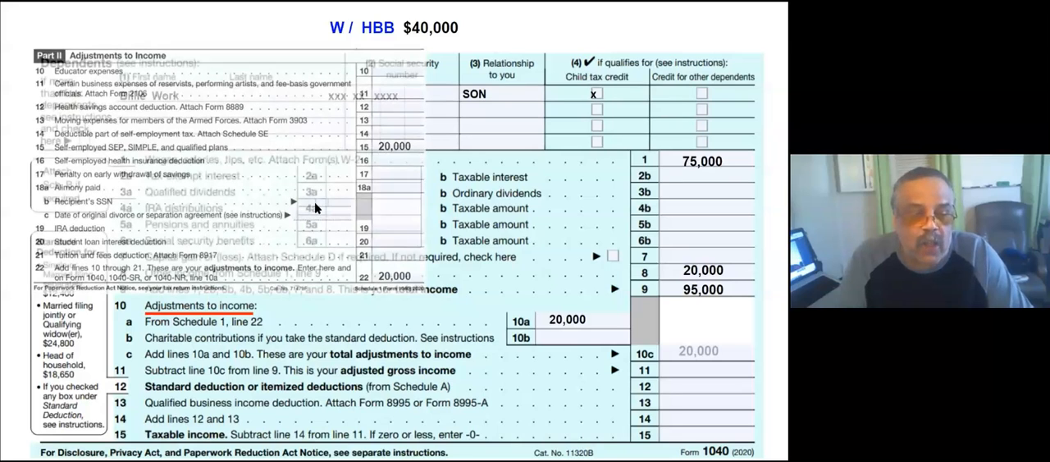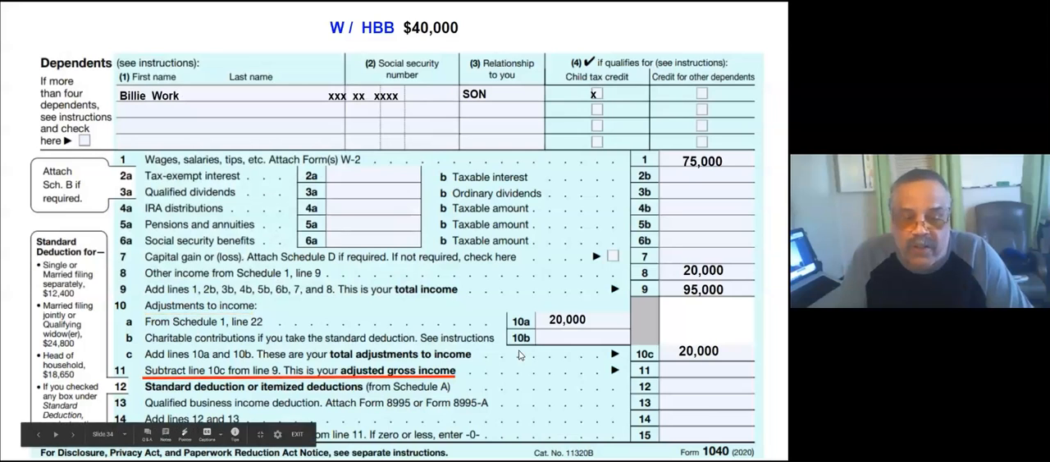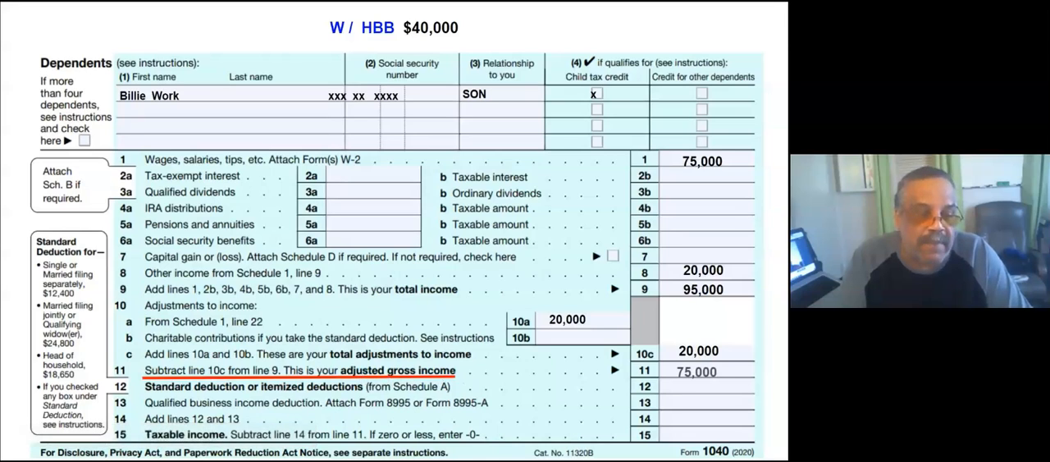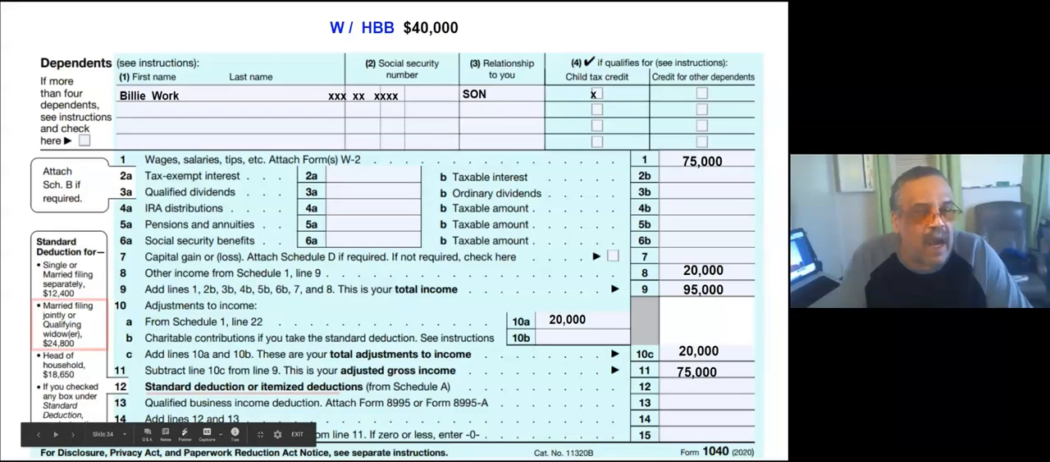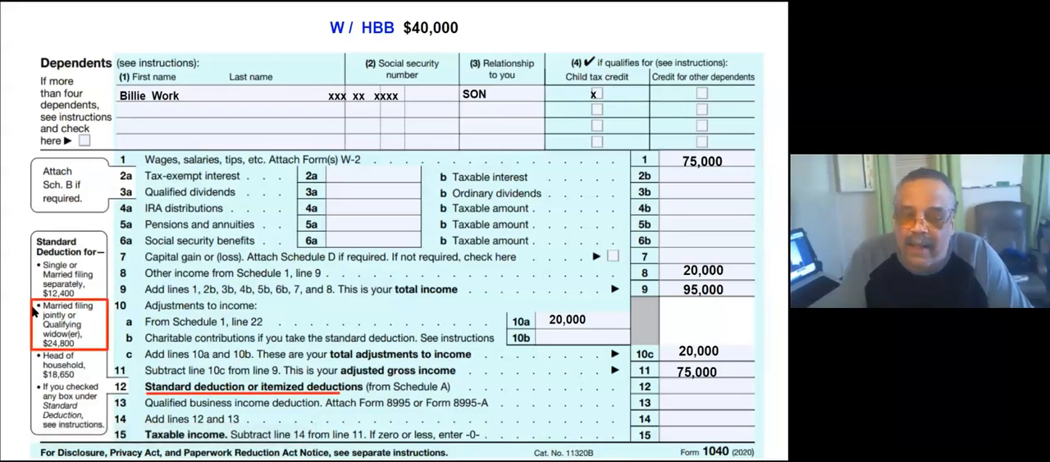Okay, we're not going to show any charitable contributions, so we're going to bring that total down to line 10C. Okay, it says subtract line 10C from line 9. This is your adjusted gross income. You got a $75,000 adjusted gross income. Okay, don't forget about your standard deduction of $24,800. You got $24,800 there. Qualified business income deduction.